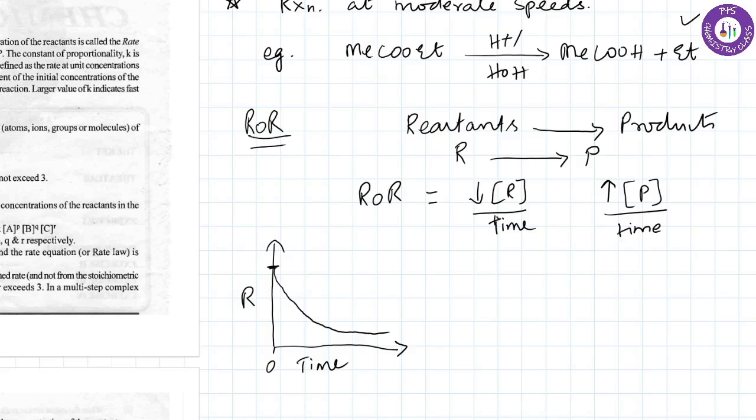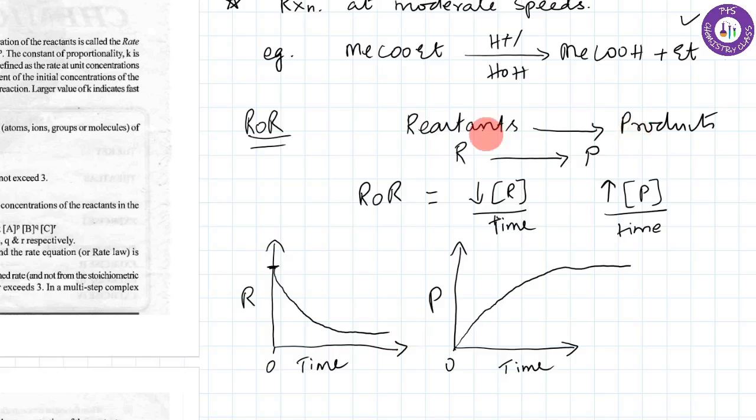Now if you draw for the product with respect to time, at zero time there will be no product at all. So the graph will start from here. As the time increases, the concentration of product increases. Slowly it increases till it reaches a plateau, because the amount of product depends upon the amount of reactants. The amount of product we get depends on how much reactant we have taken.